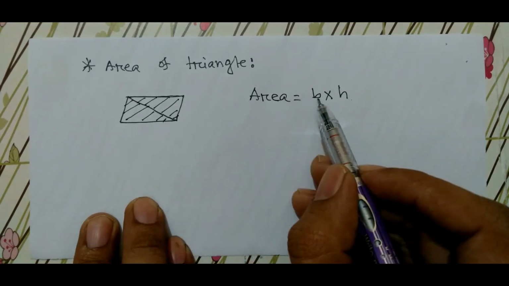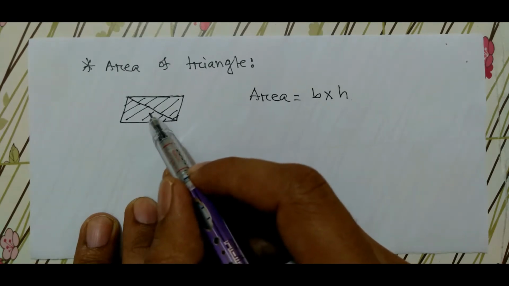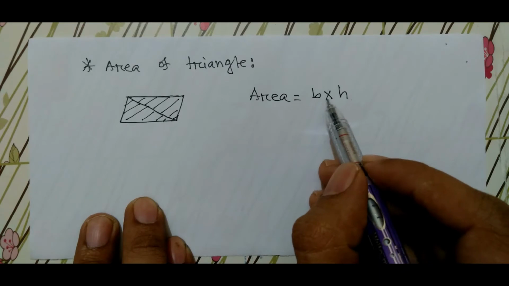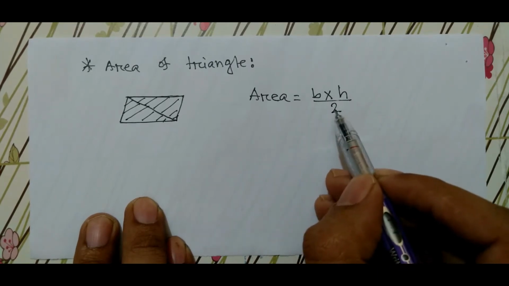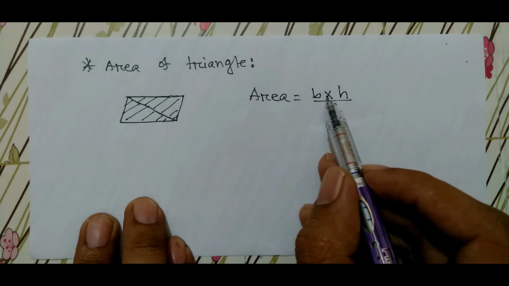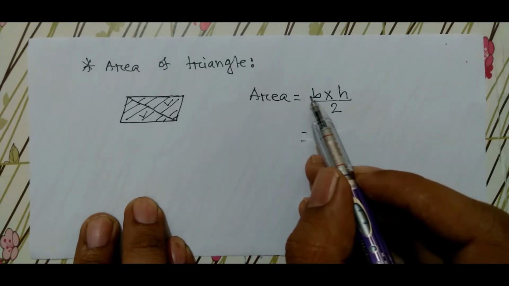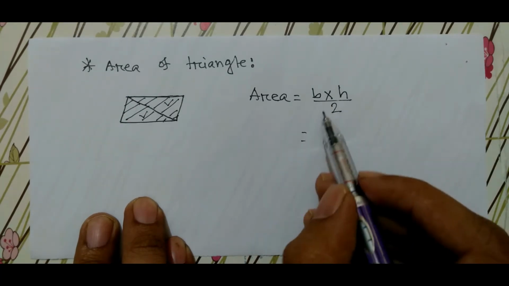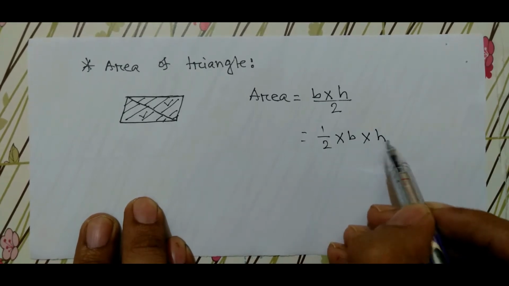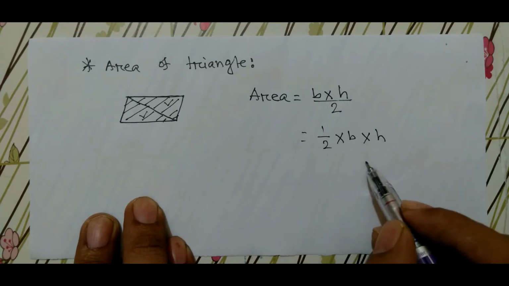We know that the area of parallelogram is base multiplied by height. Since two triangles have been created in the parallelogram, if we divide the area of parallelogram by 2, then we will find the area of one triangle. That's why I have divided the area of parallelogram by 2 so that we can find the area of one triangle. Now if we take the half before base and height, then we will find the area of triangle, that is half multiplied by base multiplied by height. So it's so easy.